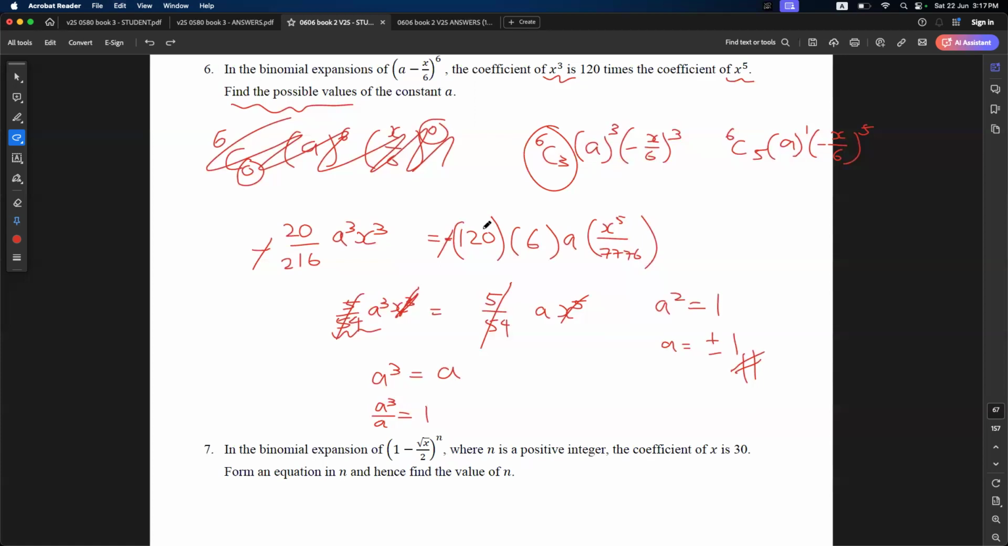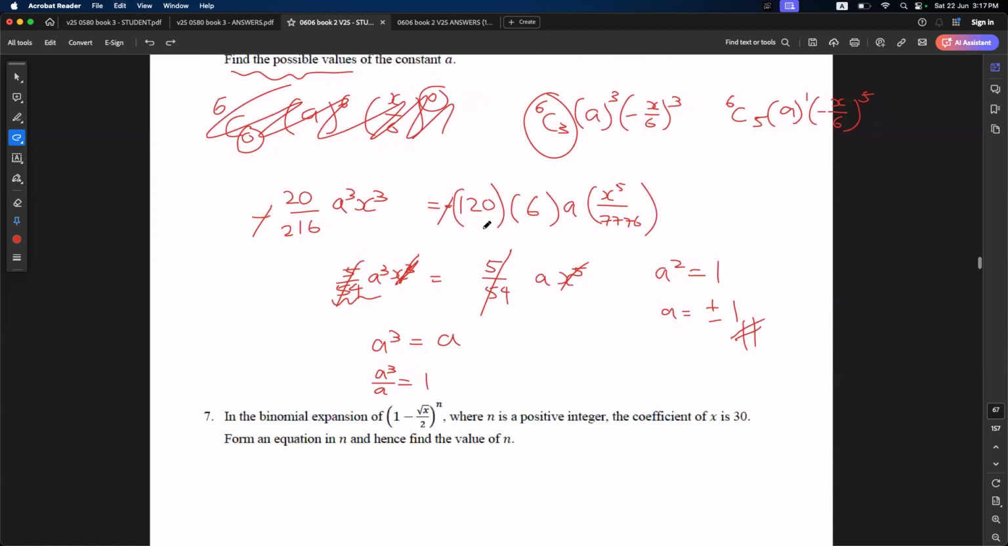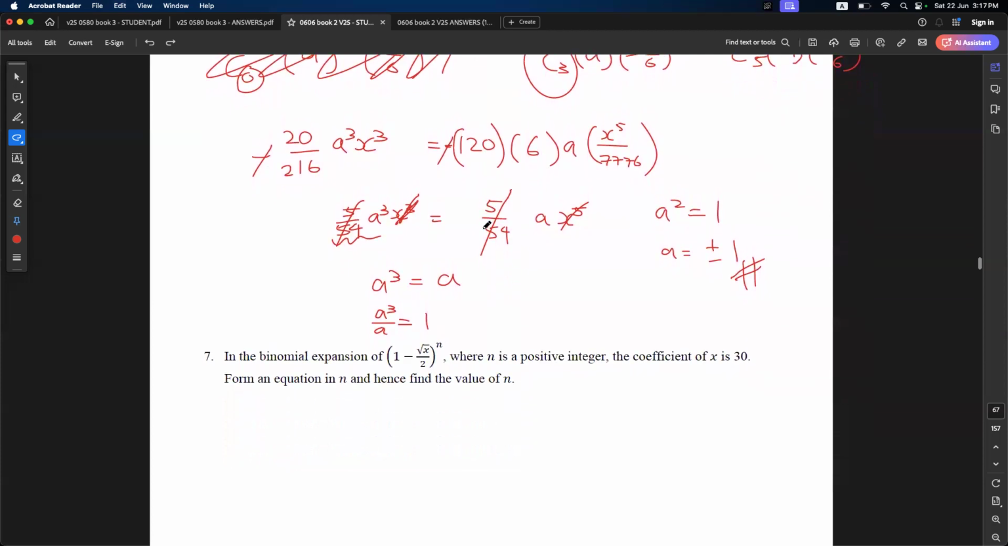Very good, my brain is on. In the binomial expansion, 1 minus x over 2 to the power of n, the coefficient of x is 30. So how to get the coefficient of x, bro? Coefficient actually, expand. I just realized it.